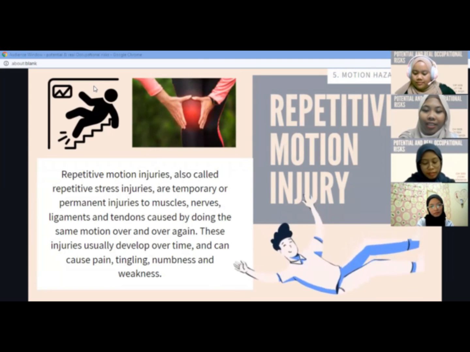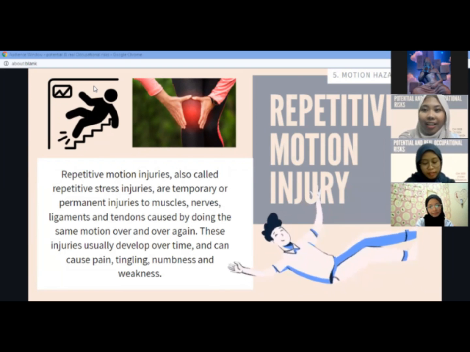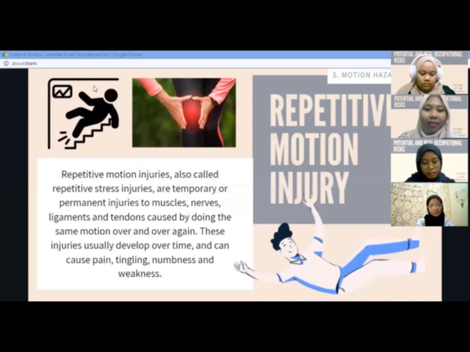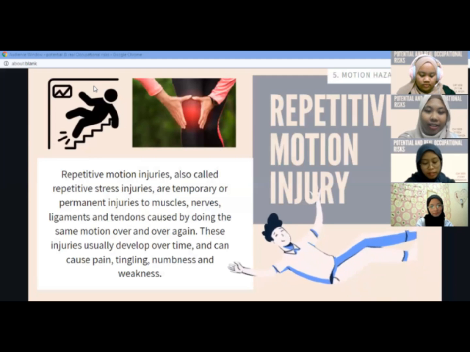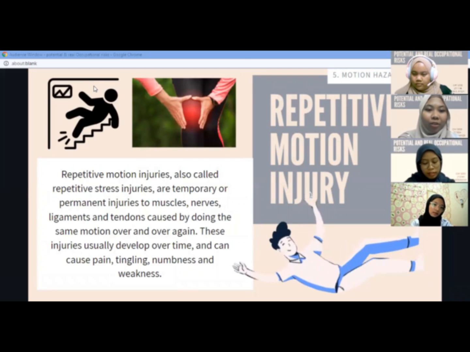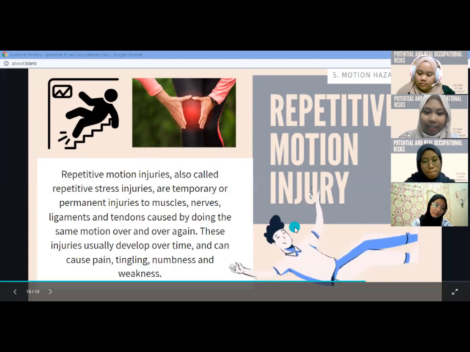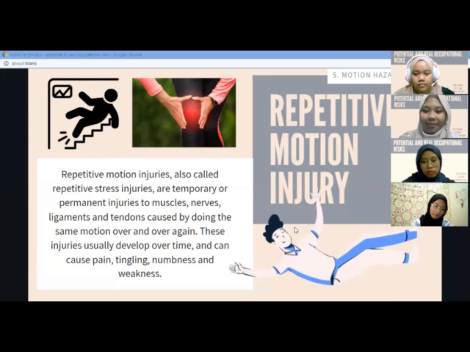So the last one, which is the fifth hazard that a contractor can encounter, is motion hazard, which is repetitive motion injury. Okay, what does repetitive motion injury mean? Repetitive motion injury, also called repetitive stress injuries, are temporary or permanent injuries to muscles, nerves, ligaments, and tendons caused by doing the same motion over and over again. This injury can usually develop over time and can cause pain, tingling, numbness, and weakness.